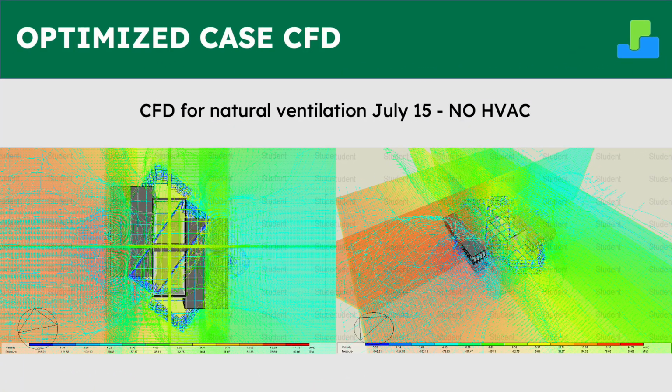A CFD analysis was run using only natural ventilation. The results show the prevailing southwest winds entering through the building and circulating, exiting from the opposite side, while also reducing temperature and pressure.